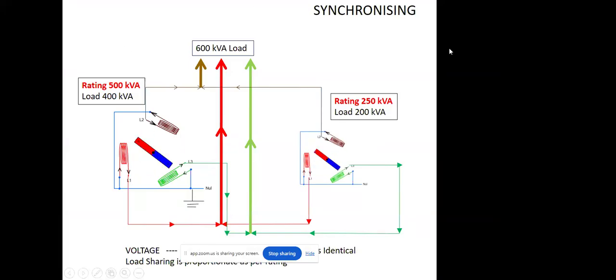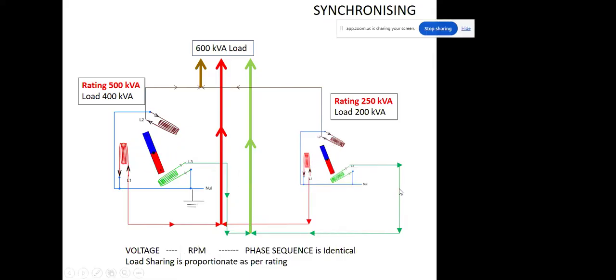Yeah, synchronizing. So whenever the demands are more and one single generator cannot cope up with all the demand, at that time we can select a combination of 400 kVA and 200 kVA. When the demand is less, this 200 kVA set can be shut off and only this one can cater to the demand. So in synchronizing, there are three factors. Voltage must be equal for both sets. RPM should be equal for both the sets, and phase sequence should be equal for both the sets. So synchronizing is done in this fashion.